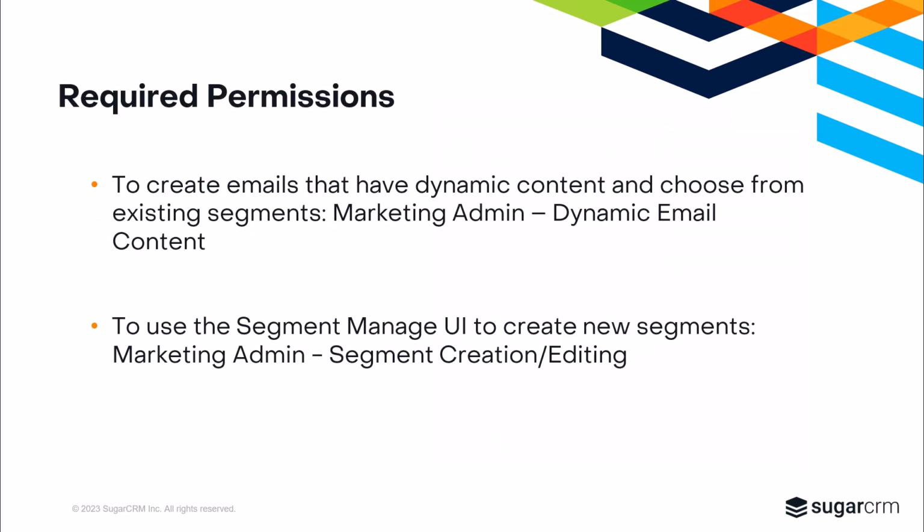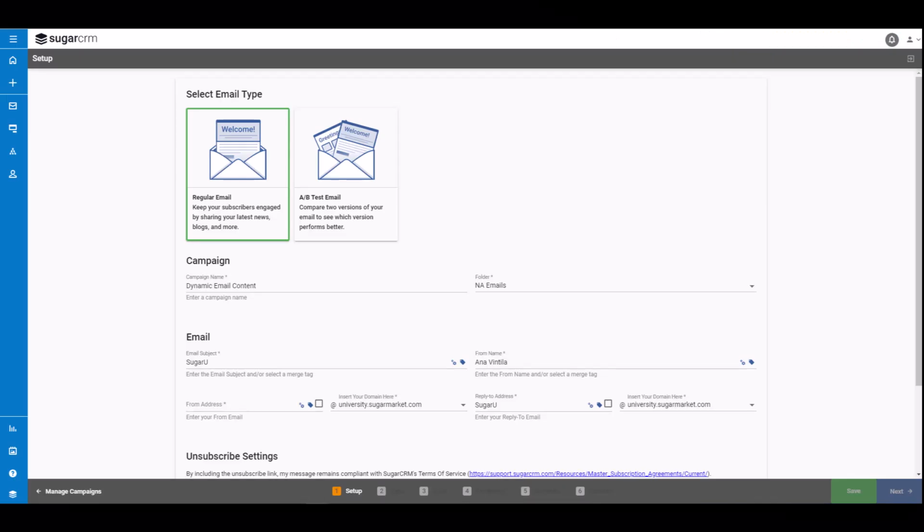Before you can use dynamic email content, you must consider the following conditions. To create emails that have dynamic content and choose from existing segments, a user's role must have the permission enabled: Marketing Admin, Dynamic Email Content. In order to use the Segment Manage UI to create new segments, a user's role must have this permission enabled as well: Marketing Admin, Segment Creation / Editing. With that in mind, let's explore how to use dynamic email content.